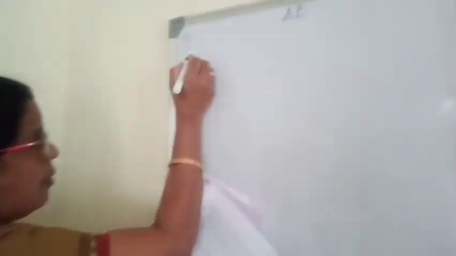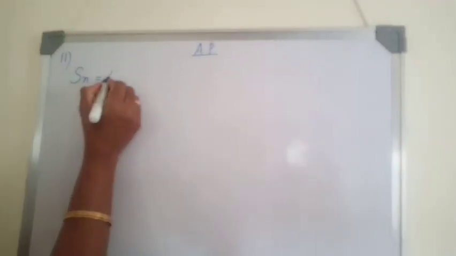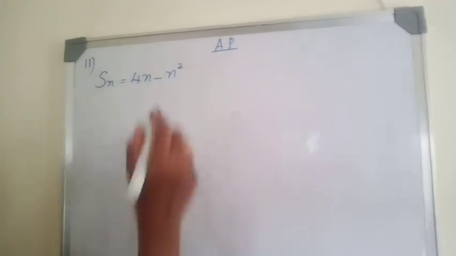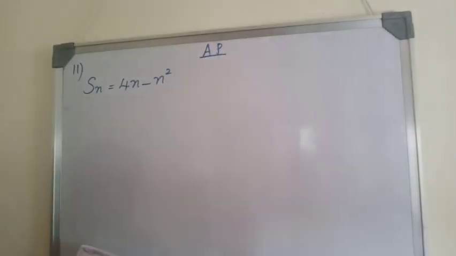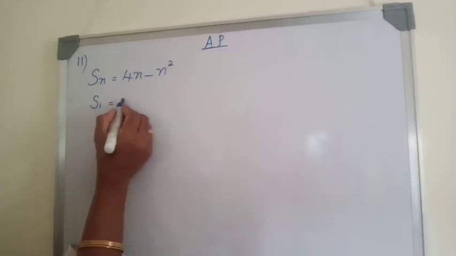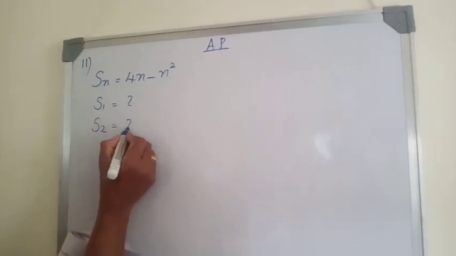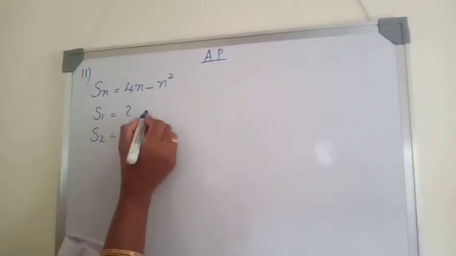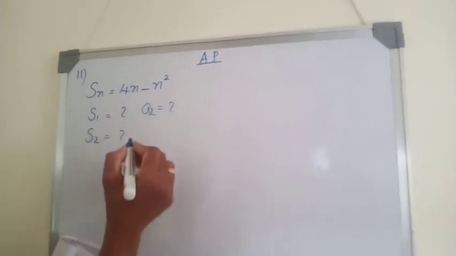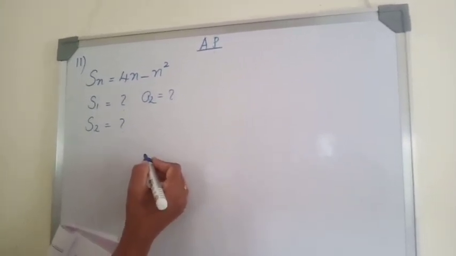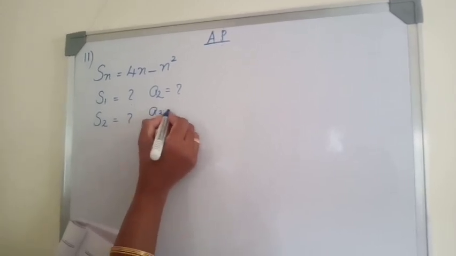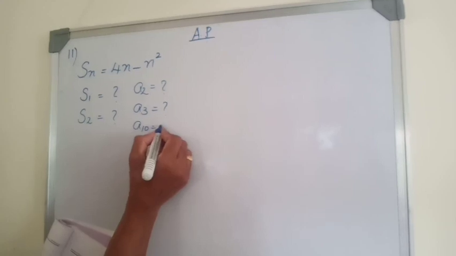So, it is given that sum of first n terms of an AP is 4n minus n square. Sum of first n terms is denoted by Sn. So, Sn is equal to 4n minus n square. We have to find out the sum of first term, that is S1. Sum of two terms, S2, we have to find out. What is the second term? Second term is A2. A2 we have to find out. Similarly, find the third term, 10th term and nth term.